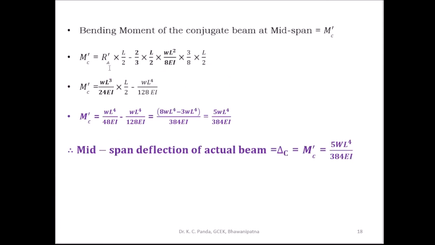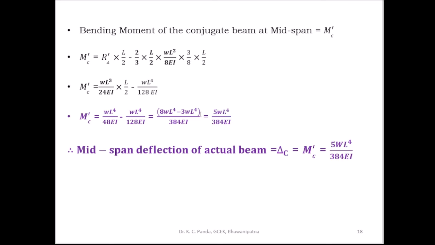Then MC dash is equal to RA dash into L by 2 minus 2/3 into L by 2 into WL square by 8EI into 3 by 8 into L by 2. Then after simplification, MC dash is equal to WL cube by 24 EI into L by 2 minus WL fourth by 128 EI. Then MC dash is equal to 5 by 384 WL fourth by EI.